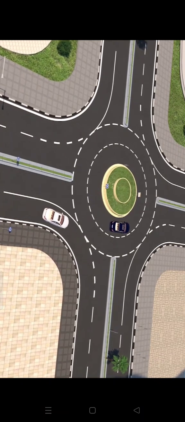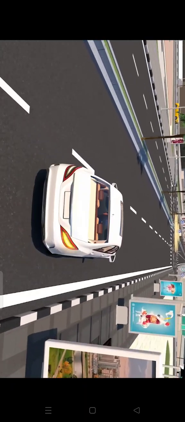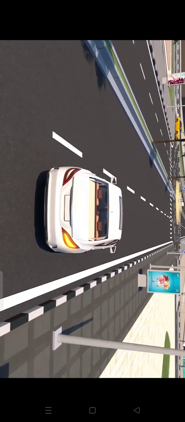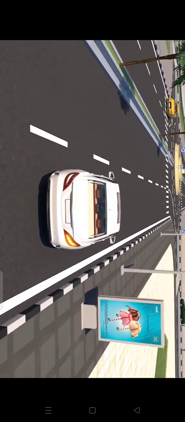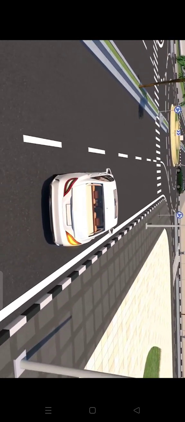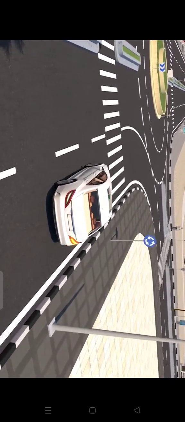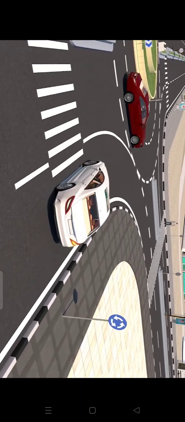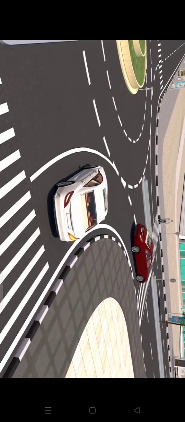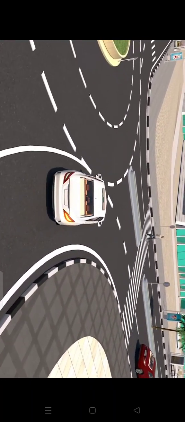Verify the traffic motion at the left side. Give way to vehicles coming from the left. Keep the signal on until exiting the roundabout. Give way to pedestrians when turning to the right. Exit from the roundabout to the right lane of the road.